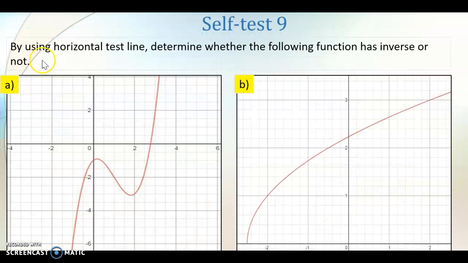Now, using the horizontal test line, determine whether the following functions have an inverse or not. This is the first function and this is the second function. You may draw a horizontal test line anywhere you like, and then see whether it cuts only one point or more than one point. Then make your own conclusion.